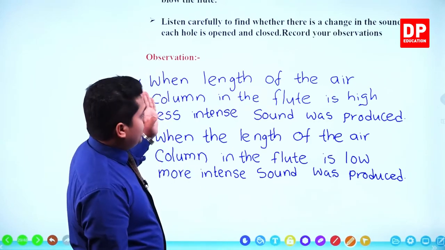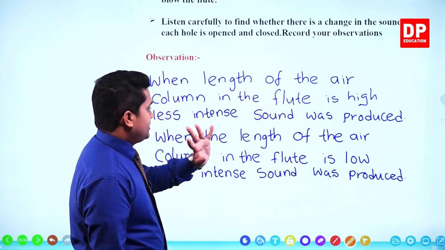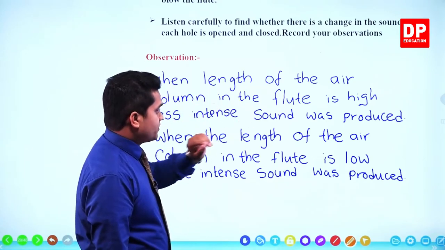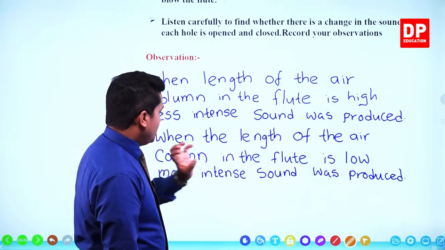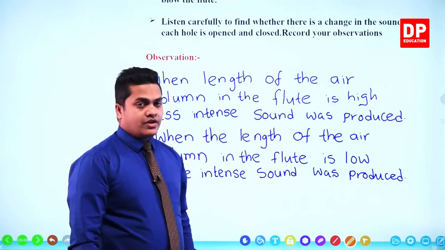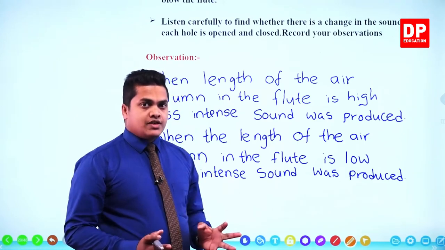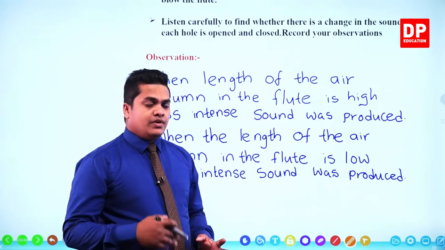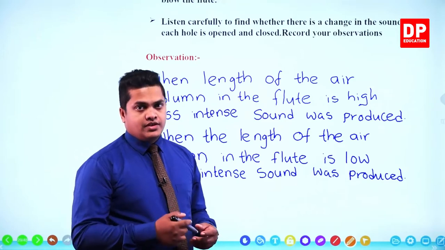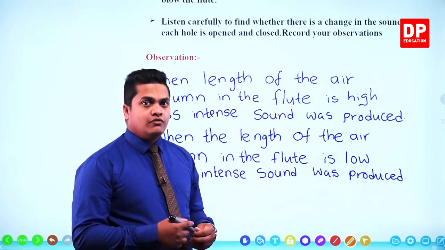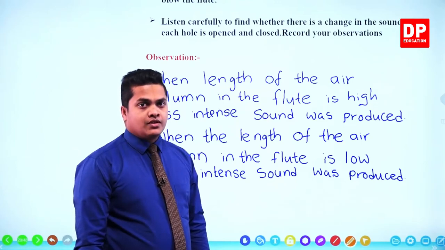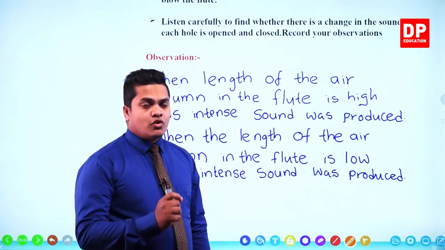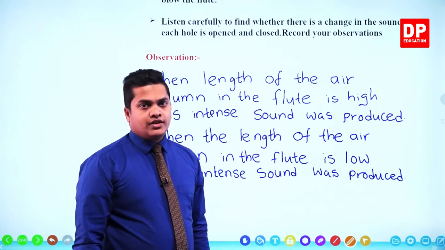So when the length of the air column in the flute is high, less intense sound was produced. When the length of the air column in the flute is low, more intense sound was produced. These observations are obtained because of changing the frequency of vibrations inside the flute due to changing the length of the air column. Right. Now let's move on to write down our conclusion then.